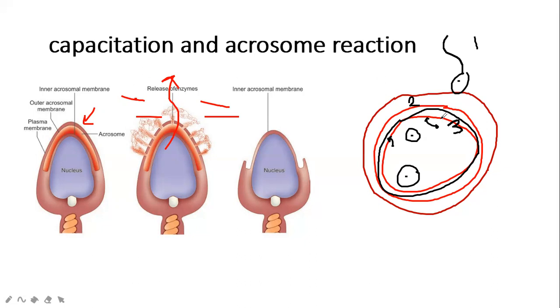All right. Then the last part of fertilization is the fusion of the pronuclei, that is the male pronuclei and the female pronuclei. Before they fuse, you actually see that there is condensation of their chromatin. So the chromatin has to condense.